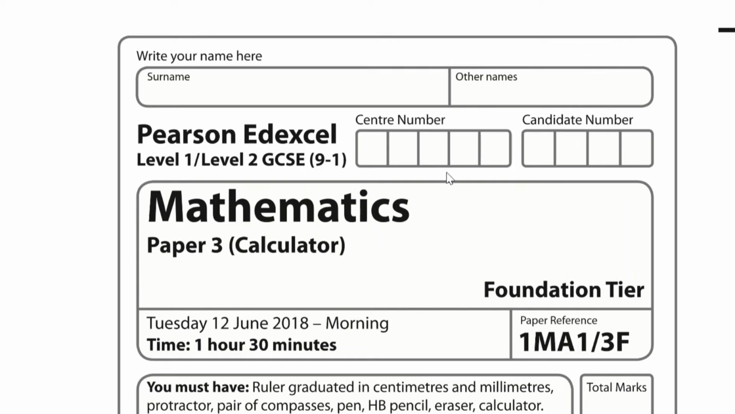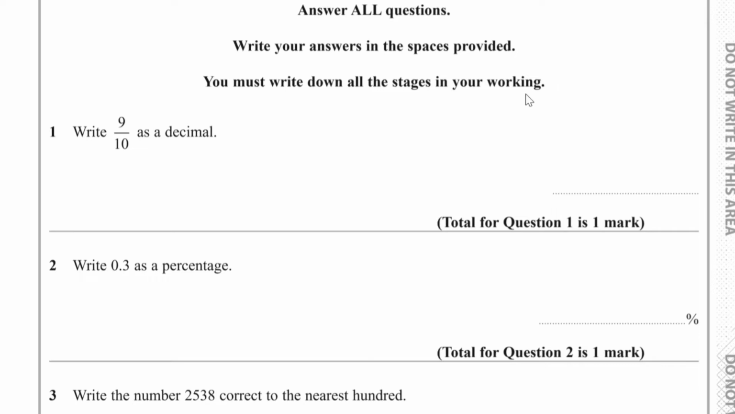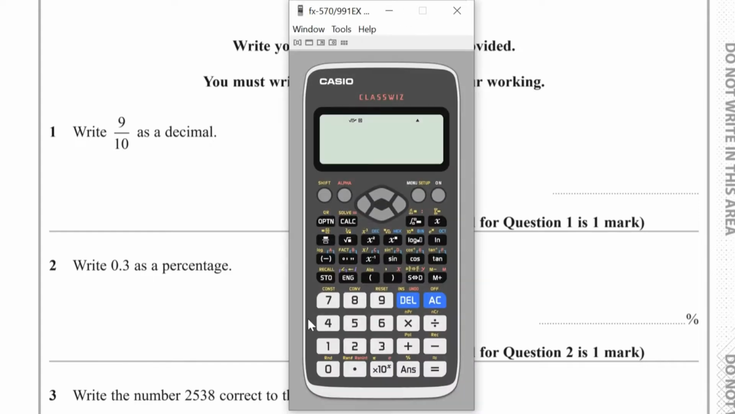This is the Edexcel GCSE 9-1 Maths Paper 3 from the Foundation Papers, and it's from the 2018 series. Question number 1. We have to write 9/10 as a decimal. If we type in 9/10 as a fraction into our calculator and then press equals and then press S-D, our calculator displays for us the decimal 0.9.